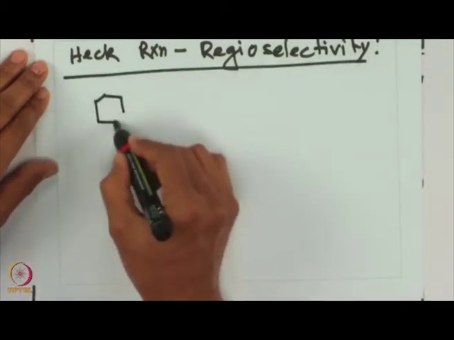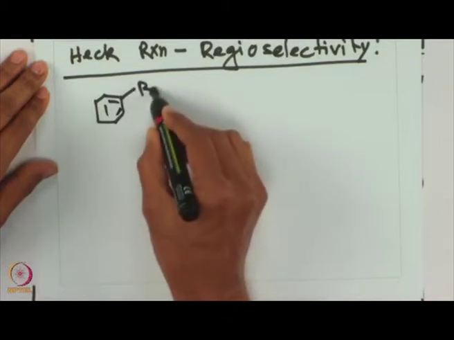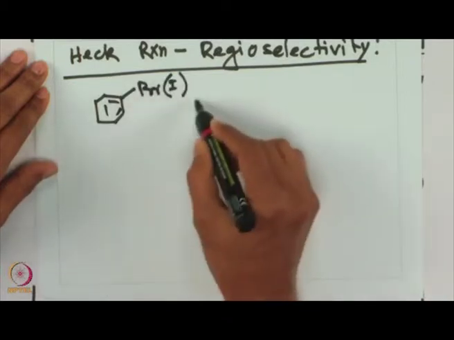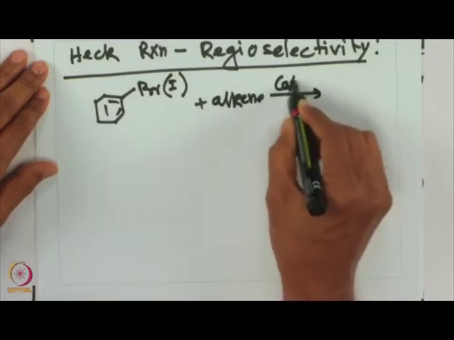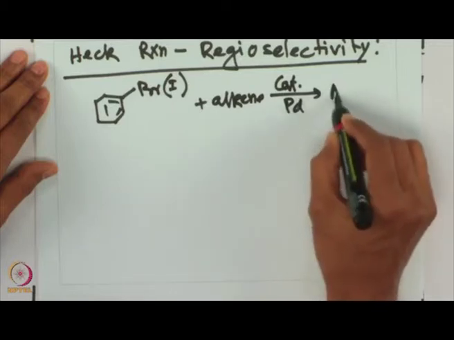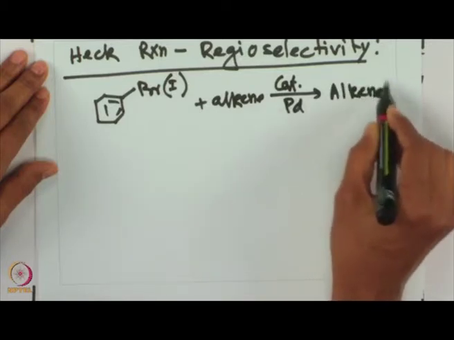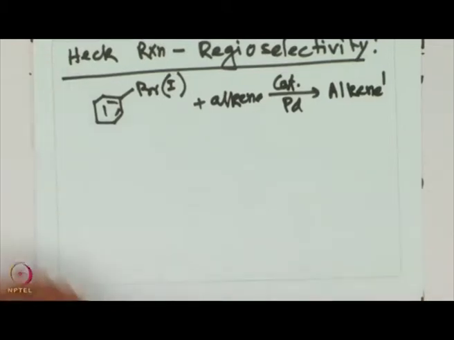Overall, you can have aryl bromide, for example, or any iodide reacting with an alkene in the presence of a catalytic amount of palladium to give alkene prime, another alkene. Now, all the Heck reaction tells you is that you are taking one olefin, the less substituted one, and in the process you will get a more substituted olefin. That is what the Heck reaction is all about.